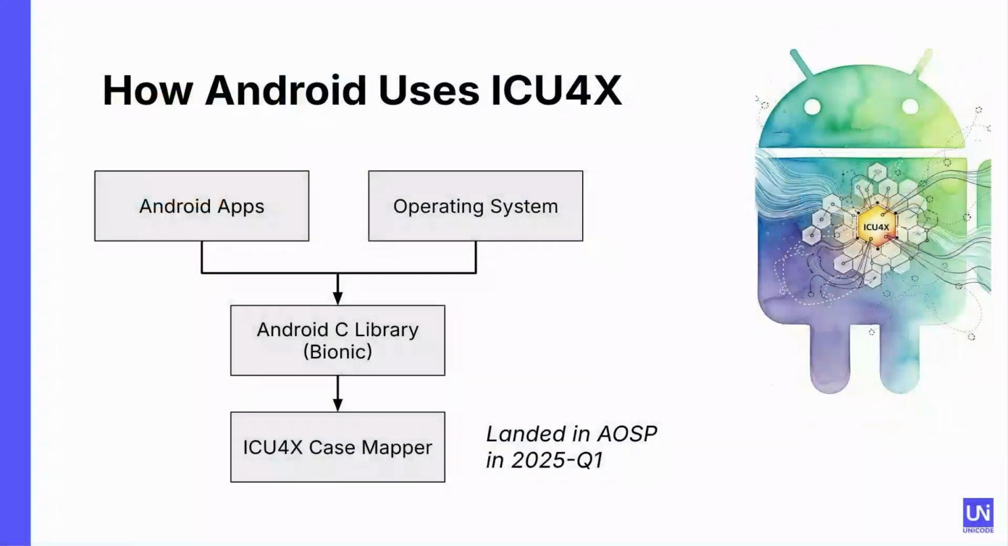So Android, how does Android use ICU4X? ICU4X currently lives in the Android C library, which is kind of funny. We're implementing a C library using Rust, which is kind of an interesting little quirk there. They used the ICU4X case mapper. This landed in the Android open source project in Q1 of this year. The Android C library can be called by third-party Android apps. It's also used by the operating system itself.